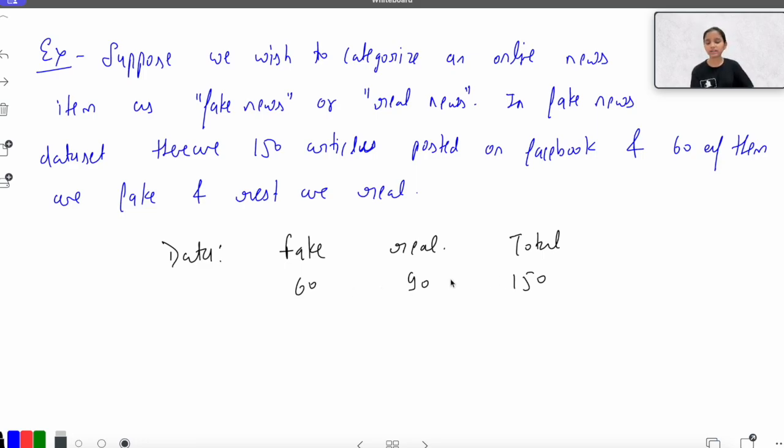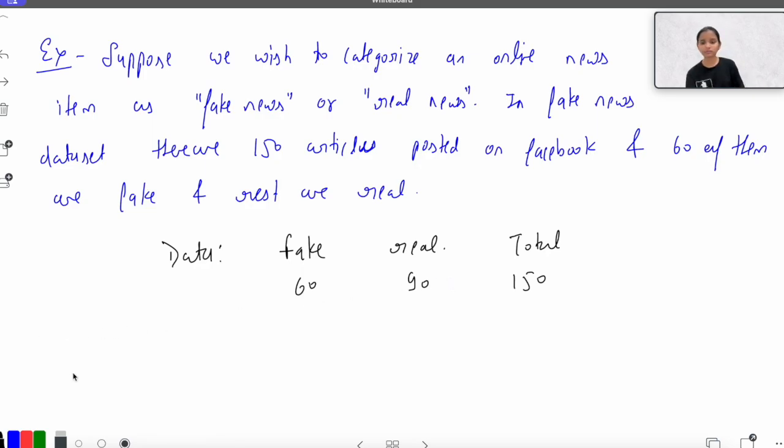Now, assuming this is a representative sample, this could inform our prior knowledge about how likely an article is to be fake news. So by just looking, this is my prior knowledge, before collecting any observed data. I have not collected any data yet. We don't have any information regarding observed data yet. So before that, we have some prior knowledge that 60 articles are fake and 90 articles are real. By just examining our prior knowledge, we can consider that if a new article comes out, it's more likely to be a real article, right?